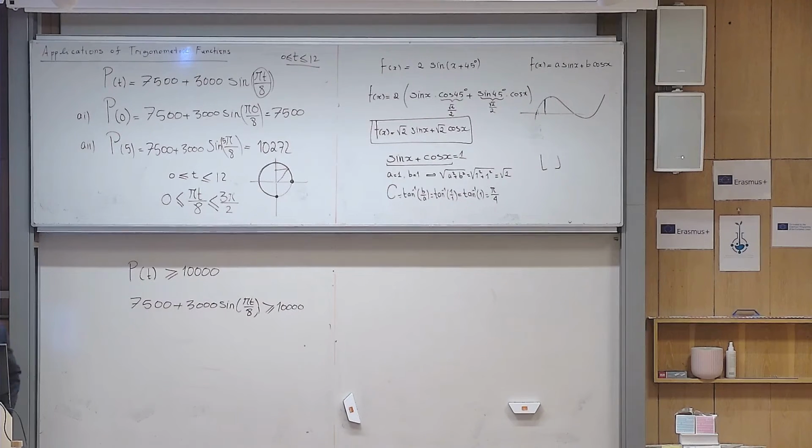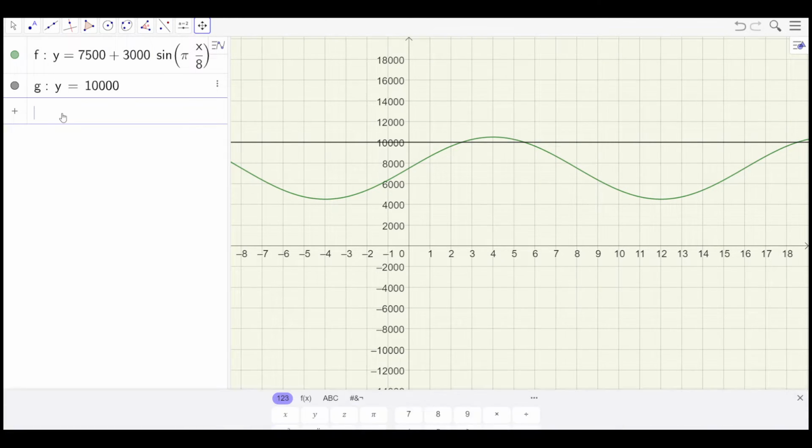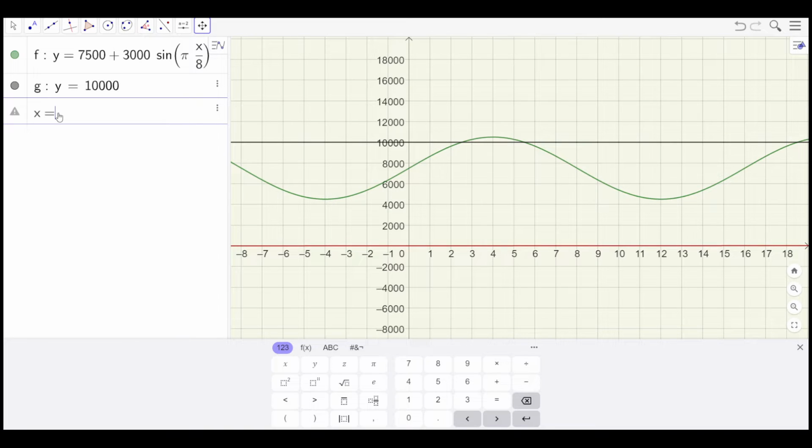So you see the population is this. I drew this, the green curve. This is the horizontal line. I rescaled the y-axis because the numbers on the y-axis are so big. And then this is 12. So if you don't mind, let me draw x equals 12, to make sure that we understand. Okay, so these are the limits of my function.